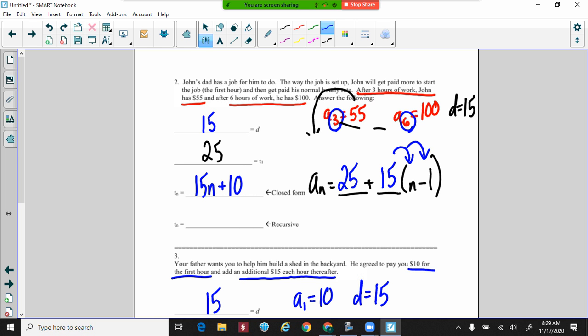And then lastly, the recursive formula. We did all that work, and the recursive formula takes a second. What are you doing every single time? All I'm doing is adding 15 every single hour. So that means it's going to be A of n minus 1 plus 15. All right, so there you go.